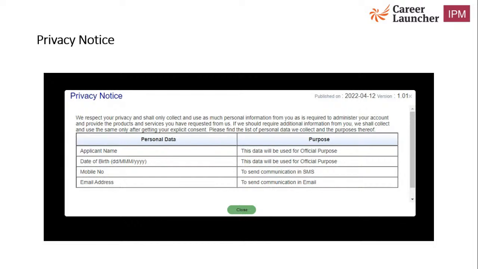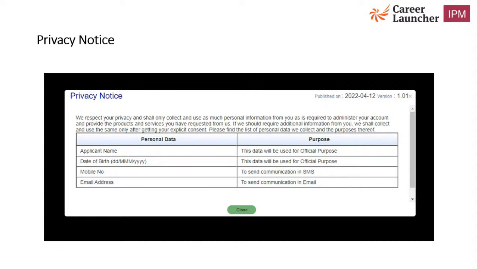There will also be a pop-up about the privacy notice where they talk about whatever personal data you are submitting and for what purpose that will be used. For example, your mobile number and email address will be used to send communications. Any communication related to the admit card or the examination will be done either through SMS or an email, whereas your name and date of birth will be used only for official purposes. So they have given a clear-cut idea about the credentials you are submitting and how they will be used by the institution.